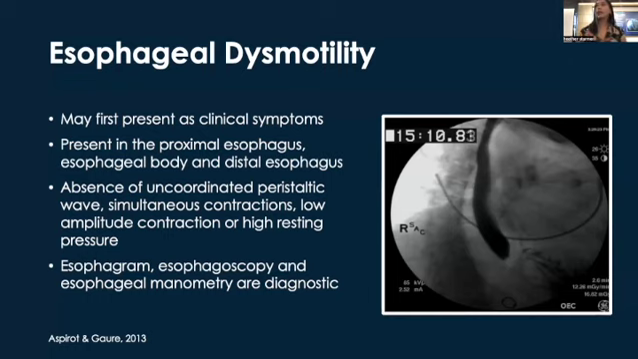And esophageal dysmotility has various presentations. It's kind of a broad term that may incorporate absence or uncoordinated esophageal peristalsis, simultaneous contractions along the esophageal body, low amplitude contractions, or high resting pressures of the lower esophageal sphincter. And really the diagnostic tools to further parse this out are esophagram, esophagoscopy, and esophageal manometry.